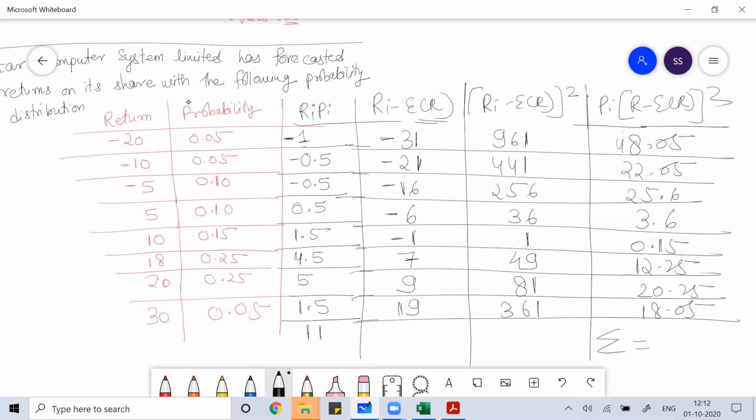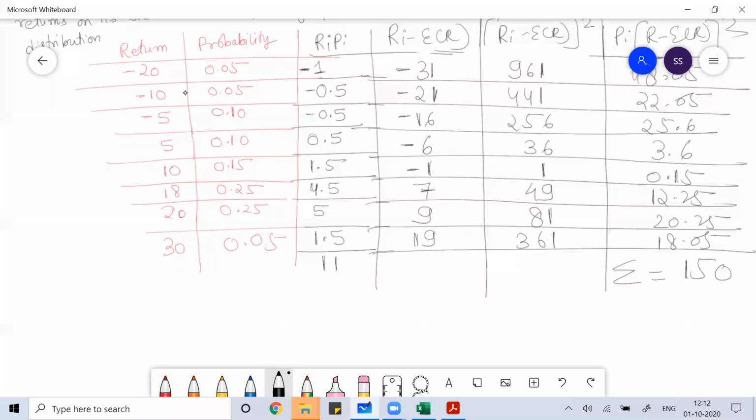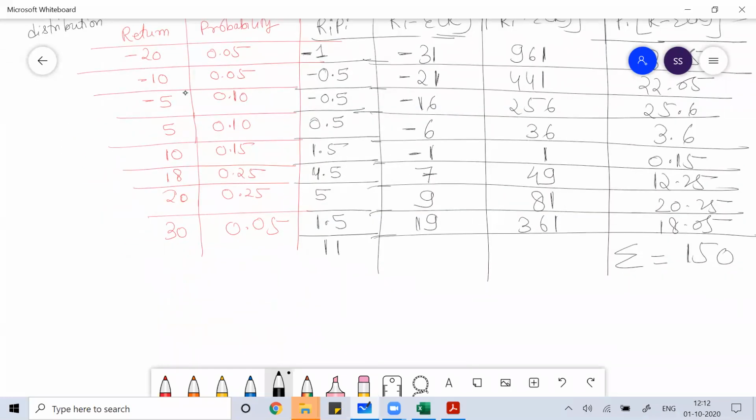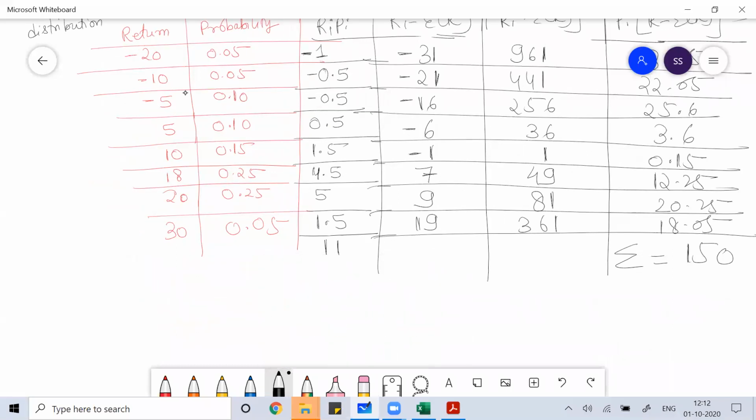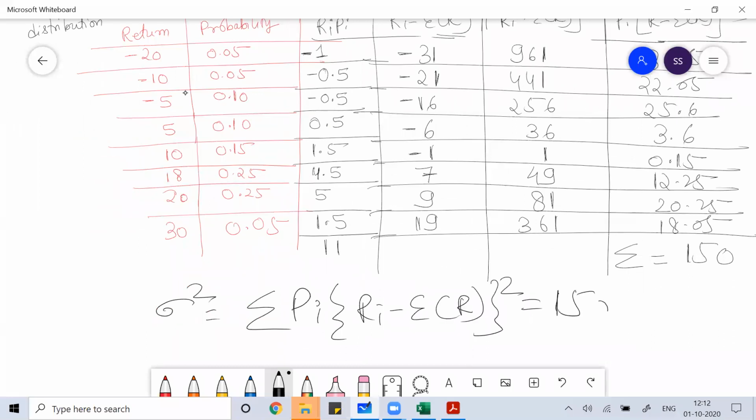If you do the sum of this, you'll get 150. So the 150 is the variance for this problem. The formula for variance: variance is sigma square, sum of pi into ri minus r whole square. That is variance. Variance is 150.